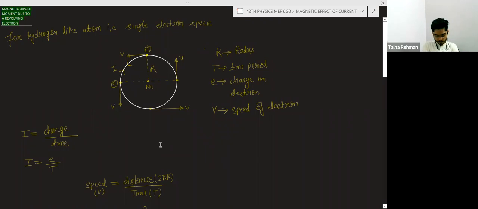Whenever a particle is moving in a circular path, the direction of the velocity of that particle will always be tangential to the circle.